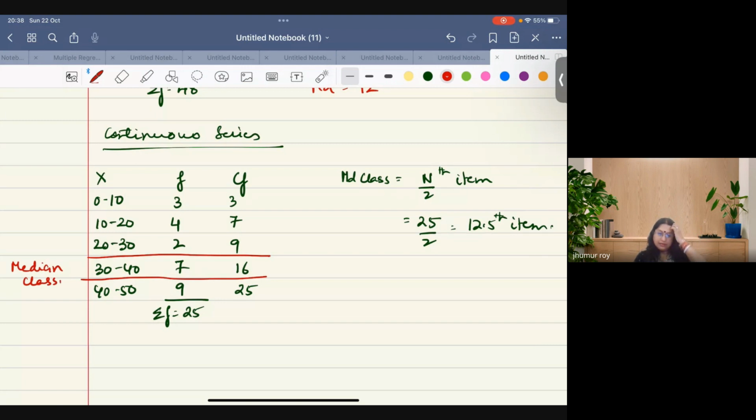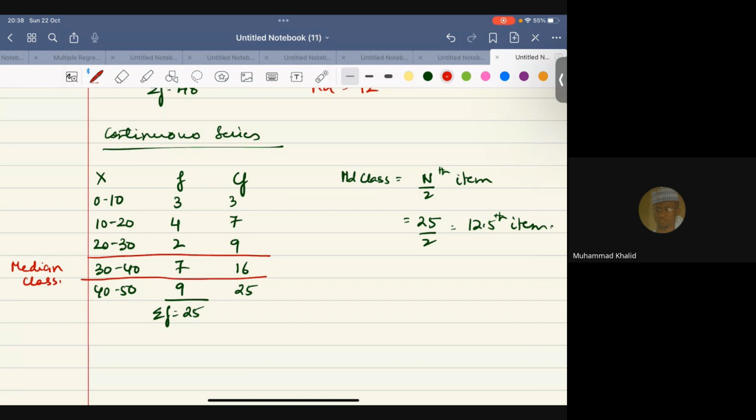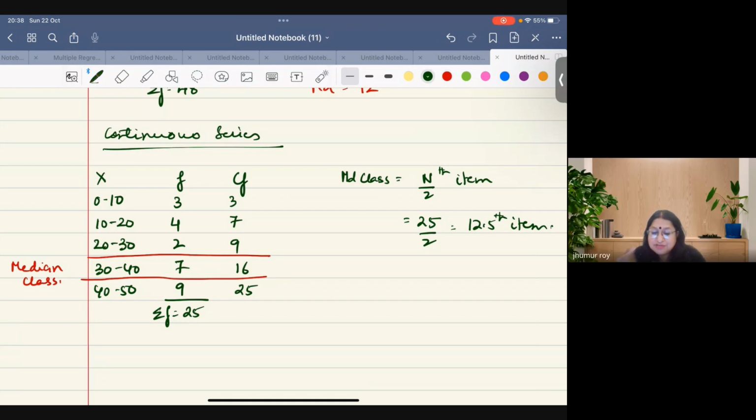Everybody is clear till here? I'm just going to add one thing more, because now the median class is 30 to 40 and we don't know which value is the median. So now we have to use a formula to calculate median. The formula is median is equal to L1 plus (n by 2 minus CF) upon F multiplied by I.